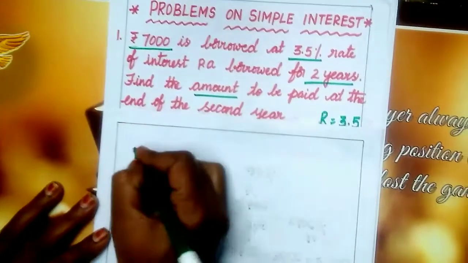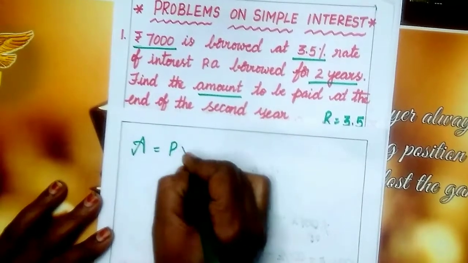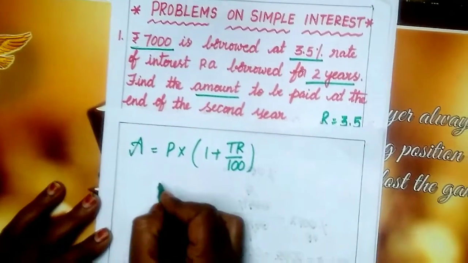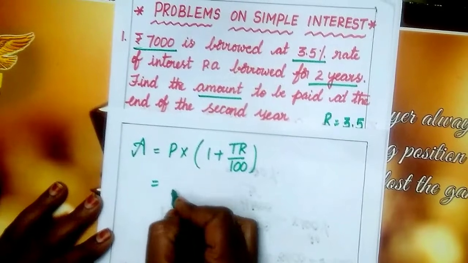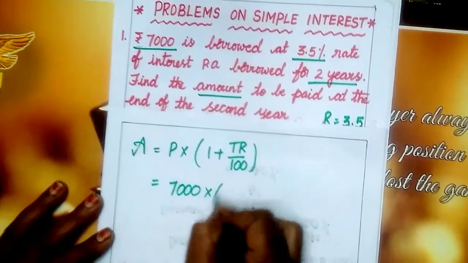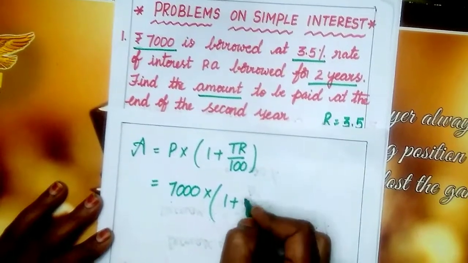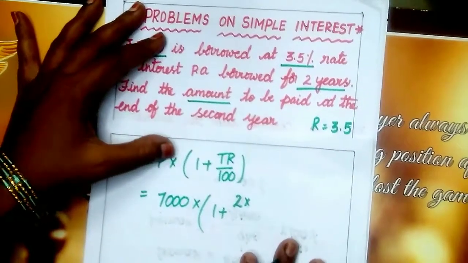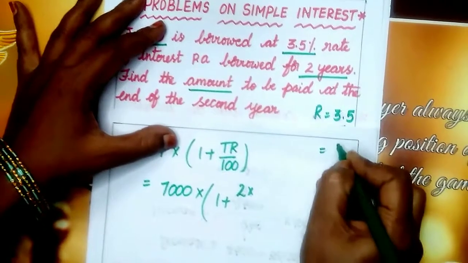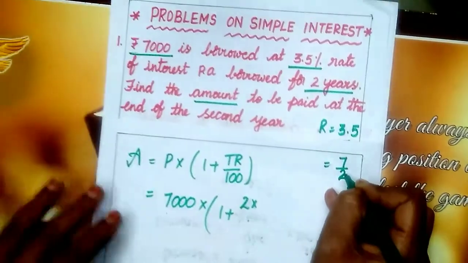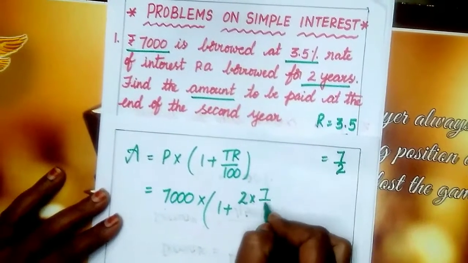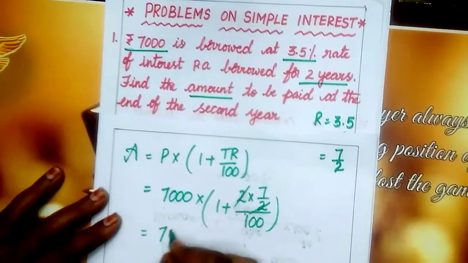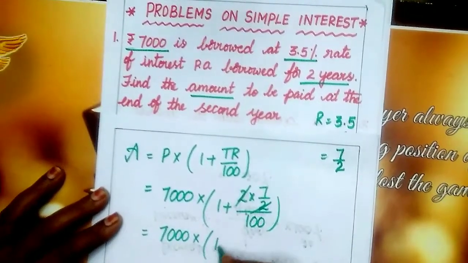Now we are going to calculate the amount. I already gave the formula for amount. So A is equal to P into 1 plus TR by 100. Now P means 7,000 into 1 plus T. What is T here? Time period. That means 2 years into rate of interest. So rate of interest is 3.5%, which I am going to write like a fraction, 7 by 2. So 3.5 I am changing like 7 by 2, because for cancellation purpose we change it like that, by 100. Now 2 gets cancelled. You got 7,000 into 1 plus 7 by 100.